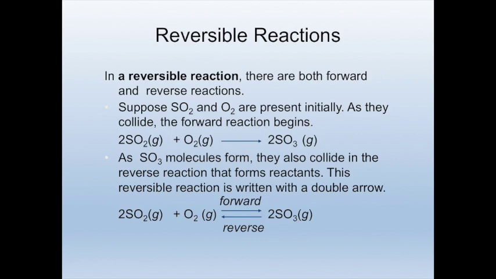So there are something called reversible reactions, which occur in both the forward and reverse direction. An example of this is the reaction of sulfur dioxide and oxygen. When they collide with each other, the forward reaction begins, which produces sulfur trioxide gas. However, as you form sulfur trioxide molecules, they can begin to collide with each other and therefore form reactants again. So we write this reaction with a double arrow to indicate the forward and reverse reactions occurring simultaneously, like so.